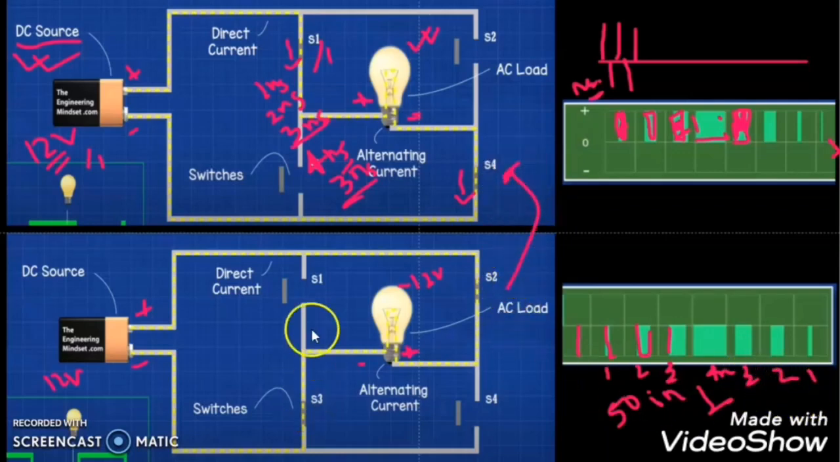Again we will keep on this S1 and S4 switch and again we will repeat the procedure which we did in the previous case. Meaning we will not touch now S2 and S3 switches, and again we will turn on and off S1 and S4 terminal. Again we will get this form. Hope you understood this concept so far.